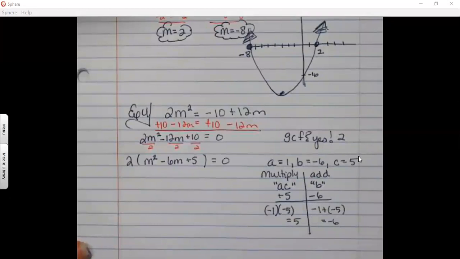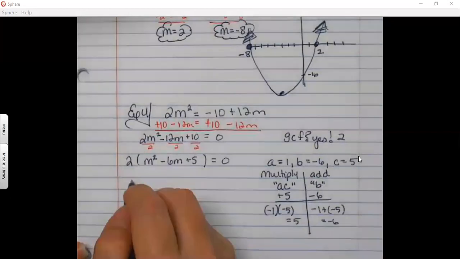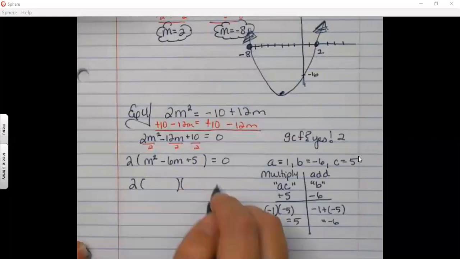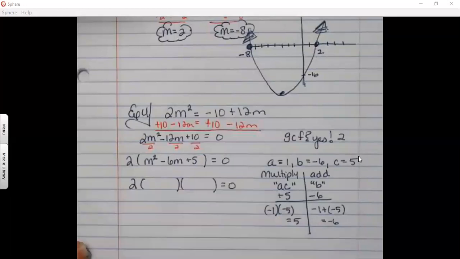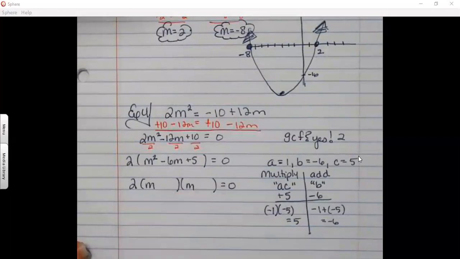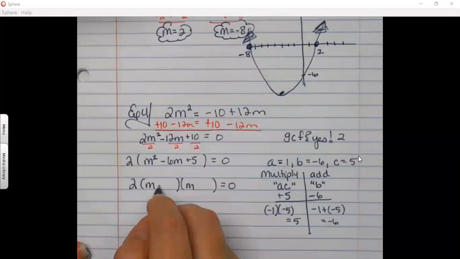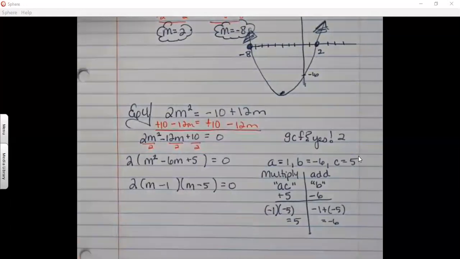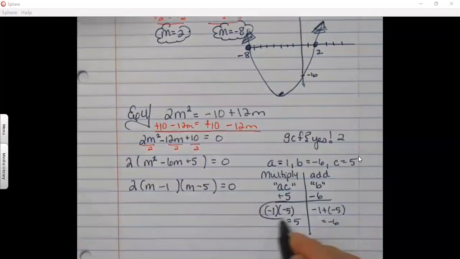So go back to your problem, bring down your GCF, make 2 sets of parentheses. What variable are we using now? M, so that's the first term of each set. And my numbers from the T-chart, put a -1 in one set of parentheses, a -5 in the other. The 2 numbers that worked on both sides were the -1 and the -5. Don't put 5 and -6. That's what we were trying to find numbers to give us.